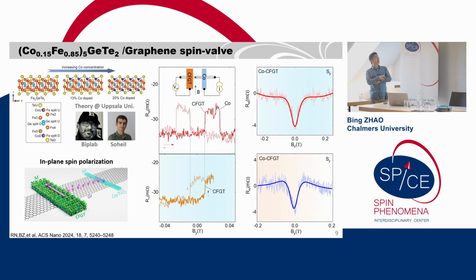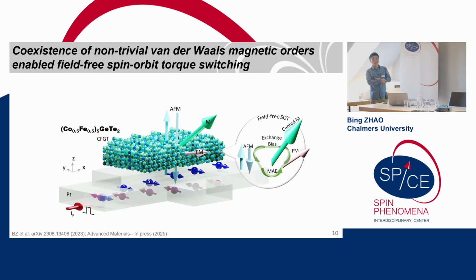And also we collaborated with a theory group from Uppsala. They confirmed this by DFT calculations. And further, we go to even higher cobalt doping, where around 50% of the iron was doped. There we found even novel magnetic orders appearing, which makes it possible to realize field-free switching operations, as we talked about, in applications.